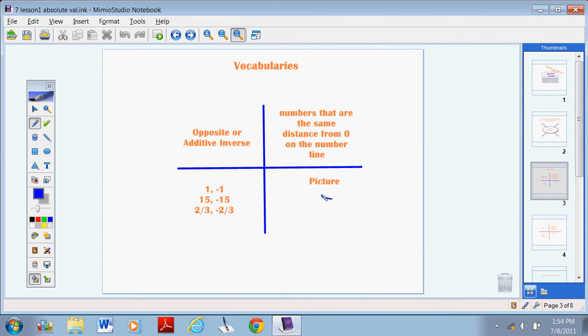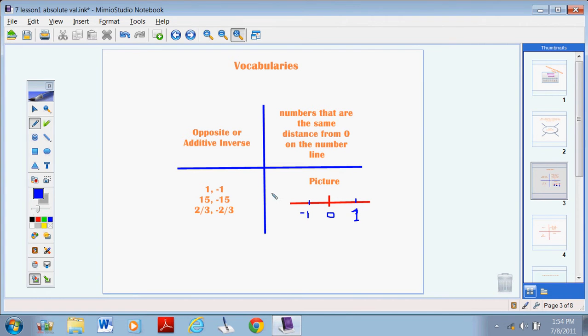Let me show you what I mean by that. Oops, sorry about that. Let's erase that. If we have a number line here, so here we have 0, and if we do a -1 on the left hand side, we will be able to see +1, and they are each 1 unit away from 0.